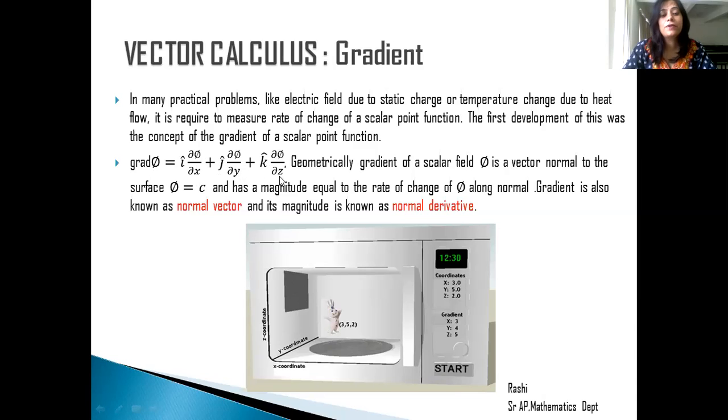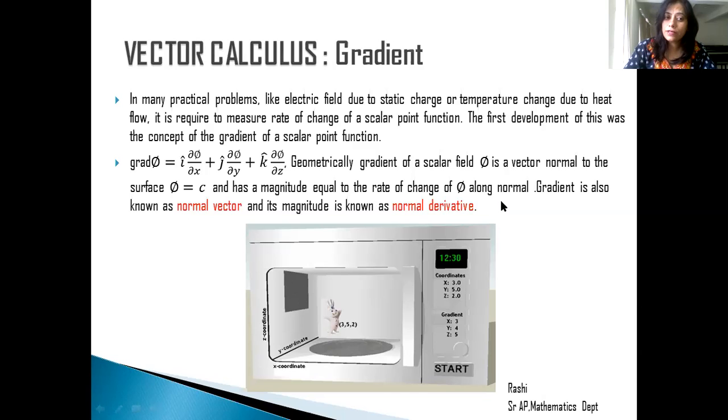What does it represent? What exactly is it? Geometrically, the gradient of a scalar field phi is a vector. We saw that the gradient was a vector, correct? And it is normal to the surface phi equals c. Its magnitude is equal to the rate of change of phi along the normal.